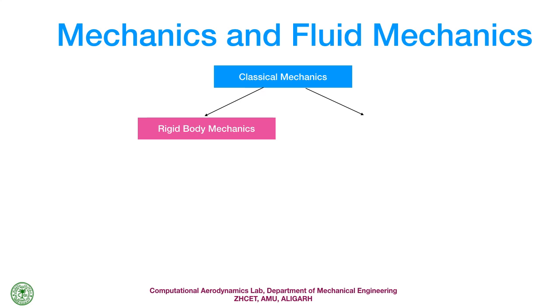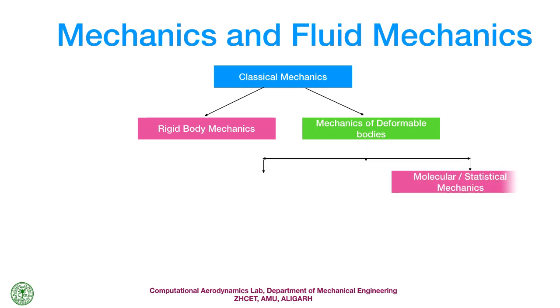So rigid body mechanics is the mechanics of bodies which are not going to deform. Classical mechanics can be broken down into two parts. One is rigid body mechanics, and the other is the mechanics of deformable bodies, that means those bodies which can change their shape. So that is the main difference.